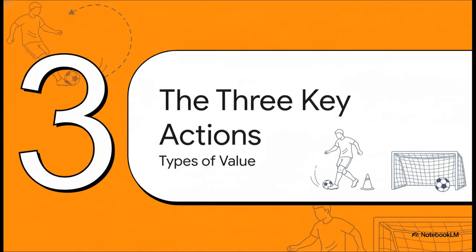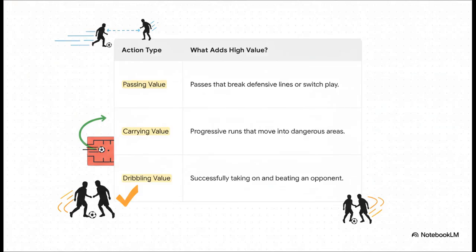Okay, so we know xGA is all about what a player does with the ball. But what does that actually mean? Well, it's usually broken down into three main types of actions that pretty much cover everything you can do when the ball is at your feet. You've got passing value, carrying value, and dribbling value. They're all different skills, right? But they all point to the same thing. Did you move the team closer to scoring?